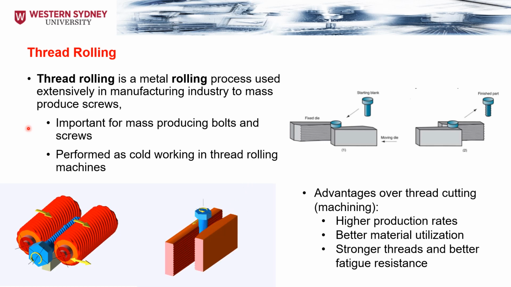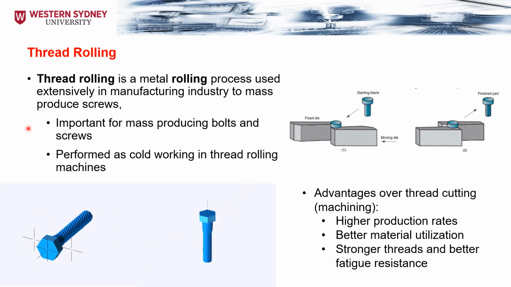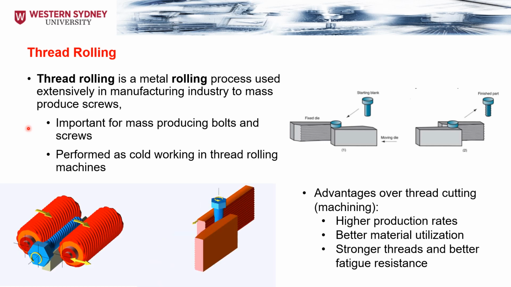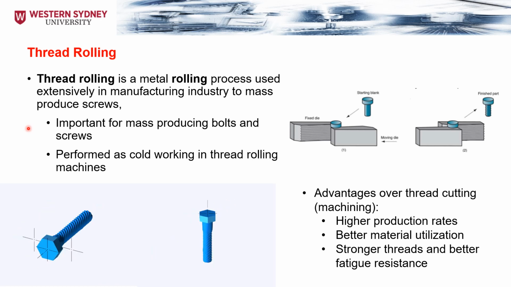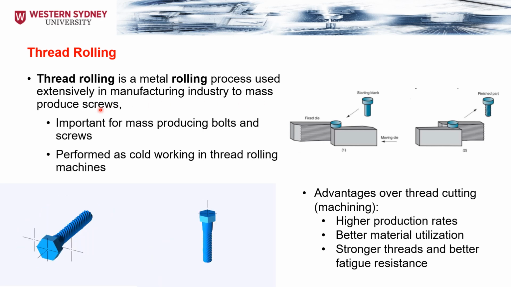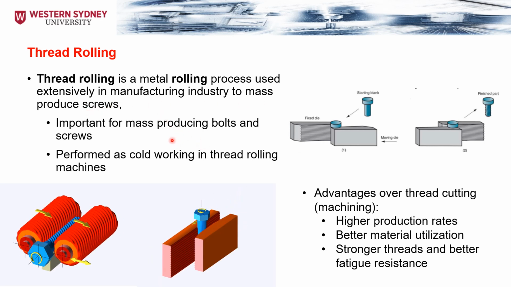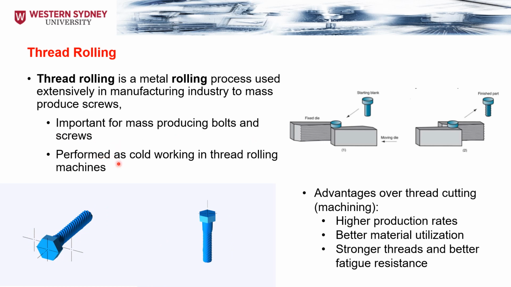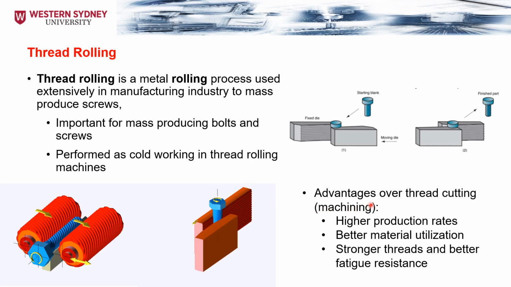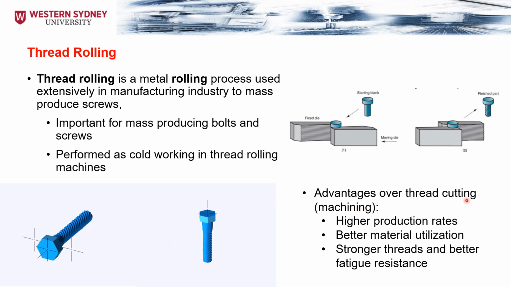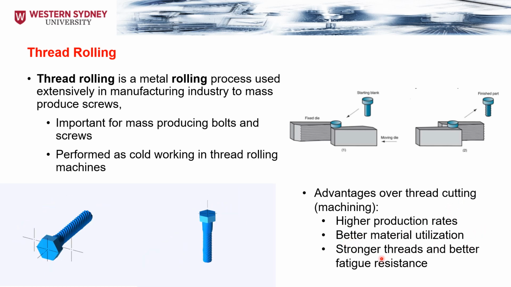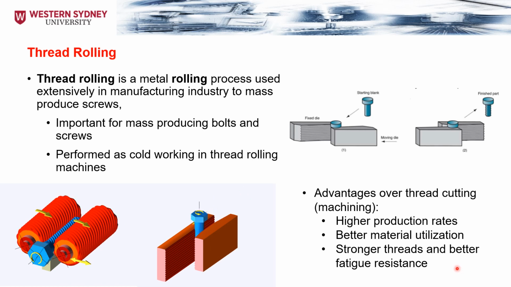The thread rolling is a mass production process to make the bolts and nuts. So usually it's for the bolts, sorry, not the nuts. So the thread rolling is a metal rolling process used extensively in the manufacturing industry to mass produce screws. It's important for the mass production of bolts and screws, performed as a cold working in the thread rolling machines. The advantages over thread cutting or machining are high production rates, better material utilization, strong threads, and better fatigue resistance.